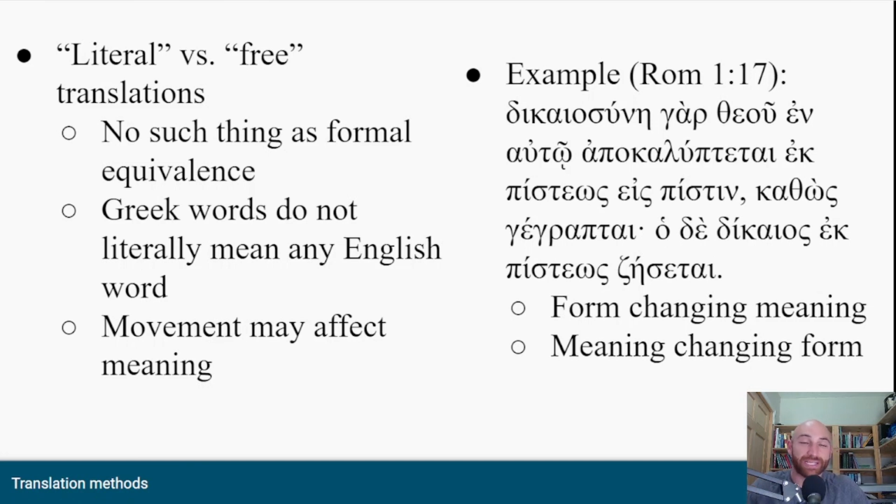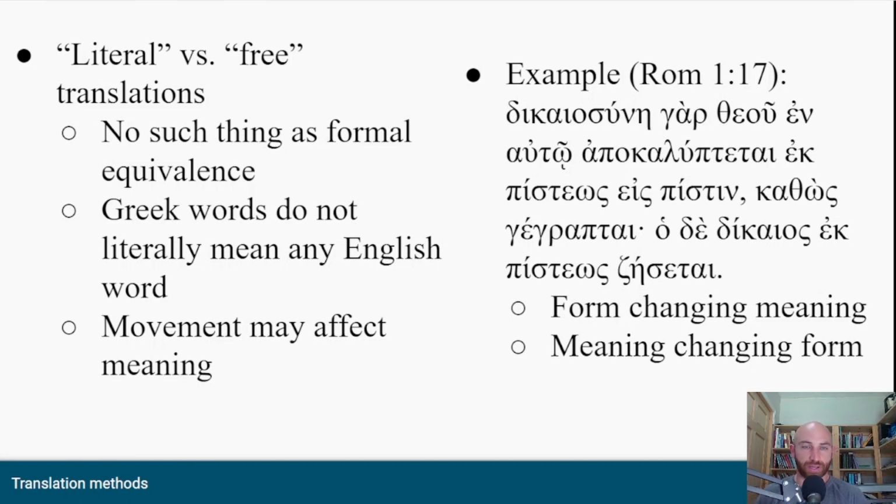I mean, they wouldn't, right? I wouldn't, at least. I wouldn't know that was referring really to our English word power, the Greek is. So there's really no such thing as formal equivalence in this way. The literal word for word thing is I take a word and I replace it with another word that I think is best. But that word itself is an imperfect match to the Greek. That's because Greek words do not literally mean any English word.